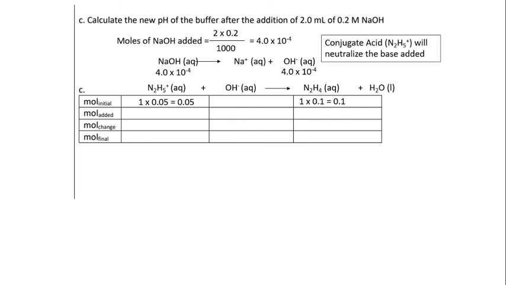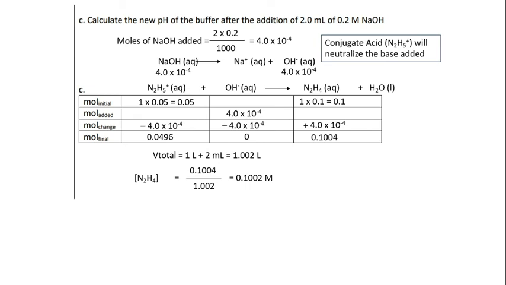So the initial mole for N2H5 plus is 0.05 and 0.1 for N2H4. The mole added is 4.0 times 10 to the power of negative 4. Mole changes is minus 4.0 times 10 to the power of negative 4 for reactants and plus 4.0 times 10 to the power of negative 4 for N2H4. The final mole for N2H5 plus is 0.04960 and 0.10040 for N2H4. Calculate the total volume and we will get 1.002 liter.